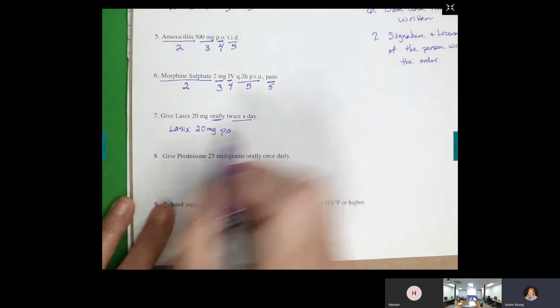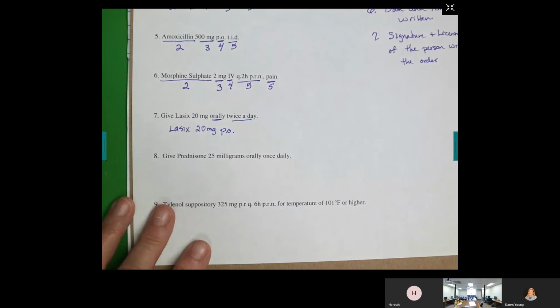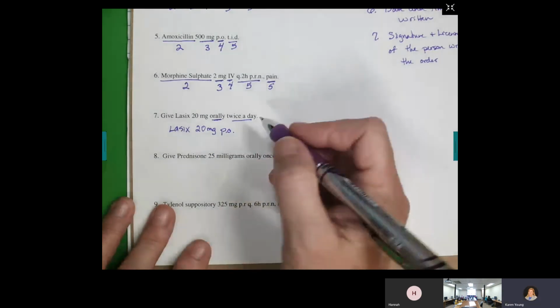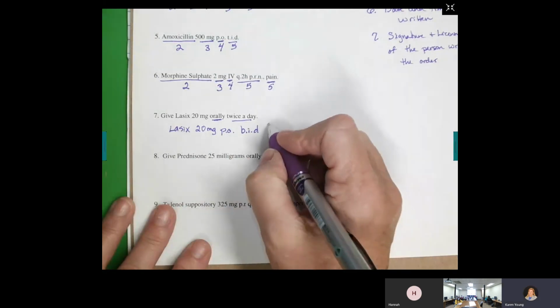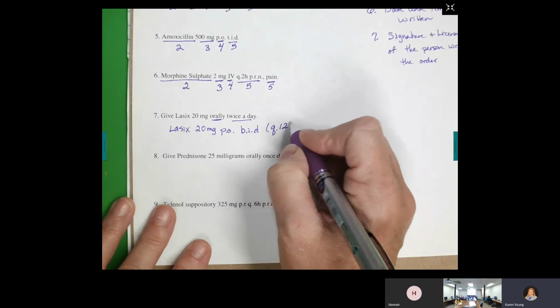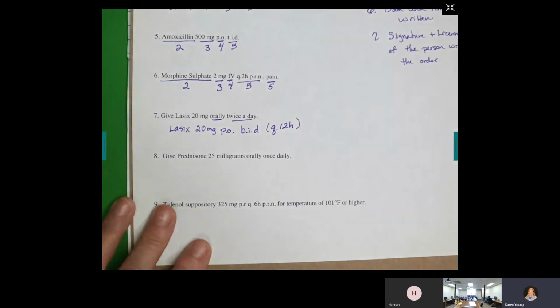And then twice a day, what could I use? Q2H. Now, Q2H is every 2 hours. How about BID? BID is twice a day or 2 times a day. Could I write it as Q12H, every 12 hours?